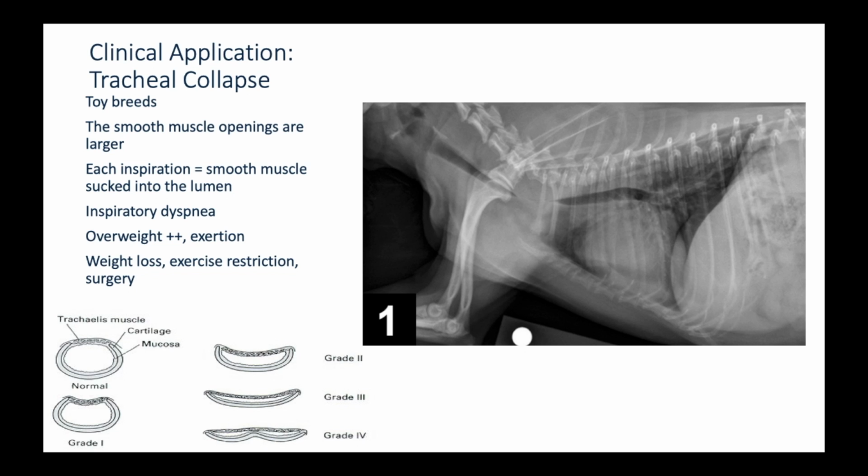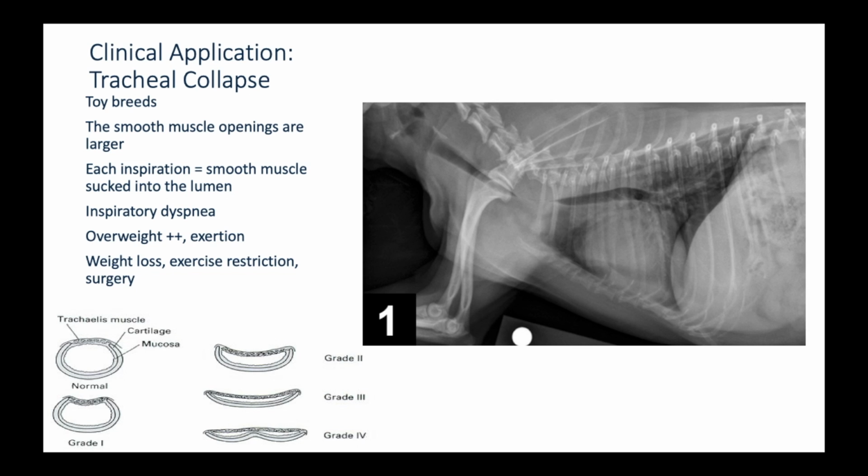It's very common in toy breeds. Yorkies are a key offender. Also, if they're overweight, it's more likely to happen. And if they overexert themselves, then that's typically when you see it because they're trying to get a faster respiratory rate and they just can't combat that collapsing trachea. Typical treatment is weight loss if they're overweight, exercise restriction, and then, of course, if they're a typical small, fit dog in good health, then it would be surgery to place a stent.